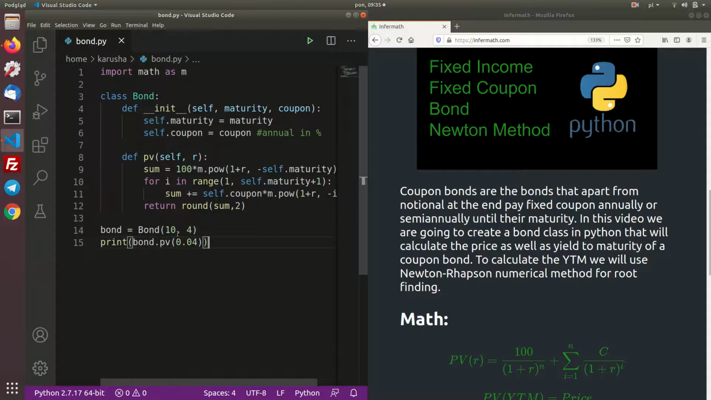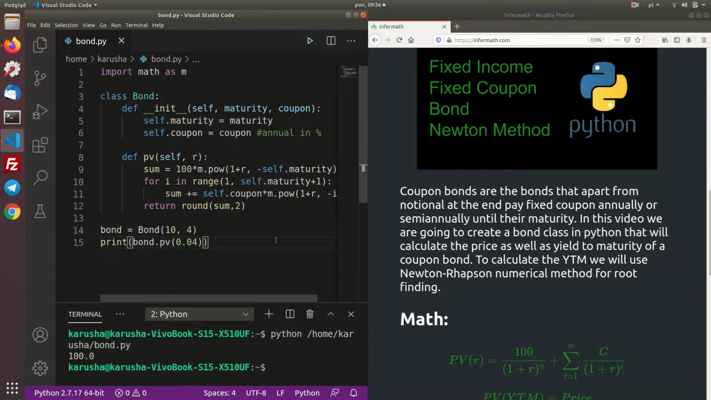Why is this interesting case? Because if interest rate on the market is 4% and the coupon pays 4%, that means that it is at par, at fair value, let's say. So the coupon exactly compensates for the interest rate on the market, and the price should be equal to 100 in this case. Let's check if we got it right. Yeah, we printed the price as 100 exactly as we expected.